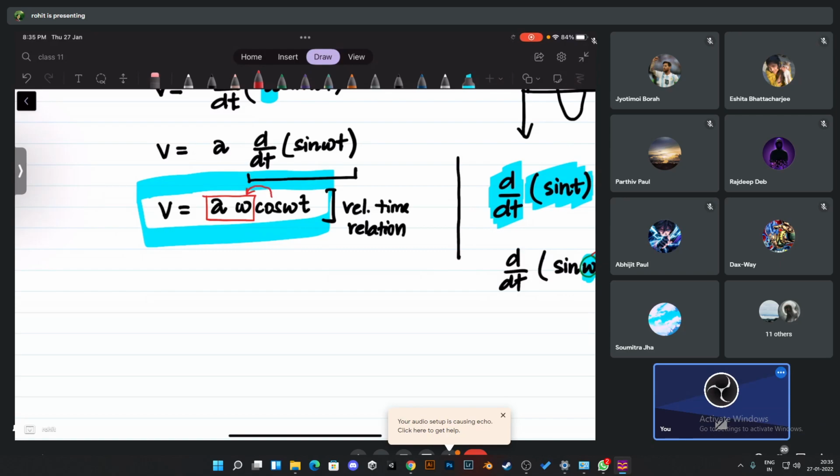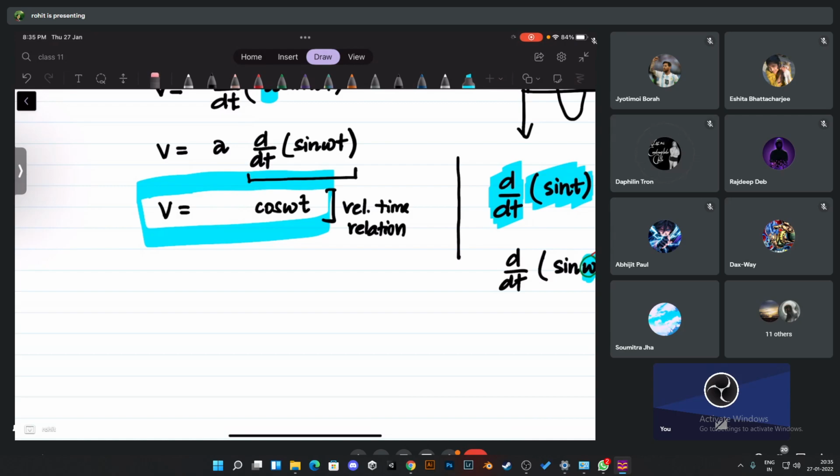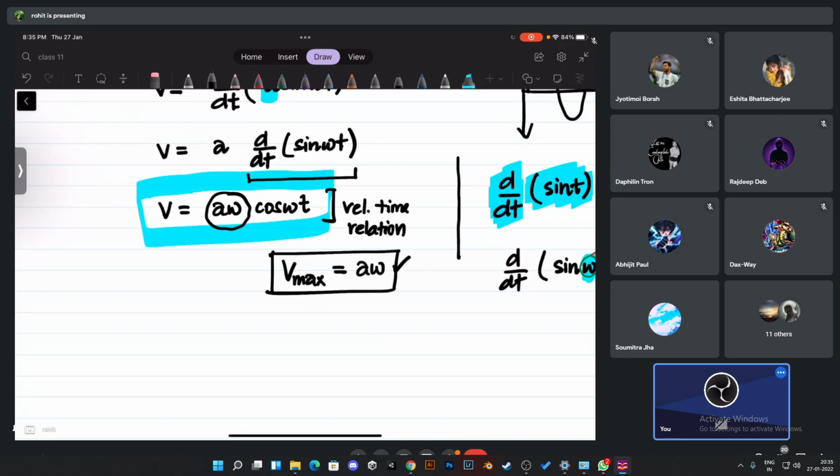That means if there was nothing here, the graph will rise to how much? 1. It will rise to 1. But there is A omega here, so the graph will rise up to how much? A omega. So now please tell me, what is the maximum velocity I'm talking about? A omega. A omega represents maximum velocity. All of you agree or not? Yes or no? Yes, sir. Okay. Yes, A omega represents maximum velocity. That is one of the things.